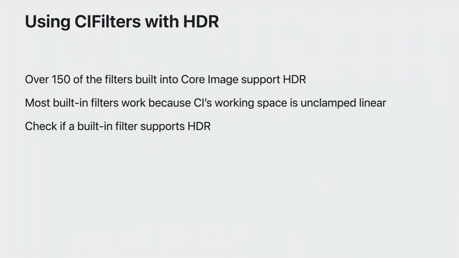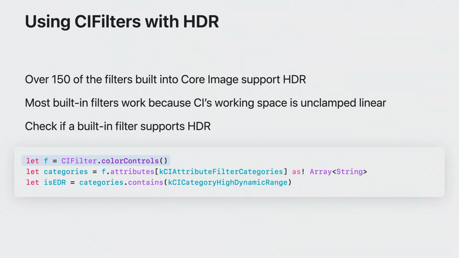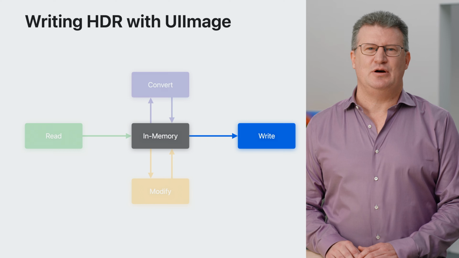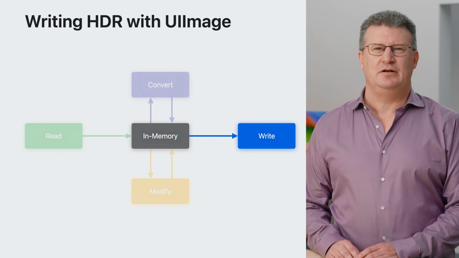As you develop your app, you can check if a given filter supports HDR. To do this, you create an instance of a filter, then ask the filter's attributes for its categories, and then check if the array contains the category High Dynamic Range. Please see the Display EDR content with CoreImage, Metal, and SwiftUI session for more information on built-in CI filters and custom CI kernels. Next, let's discuss writing an HDR image to an ISO HDR file.